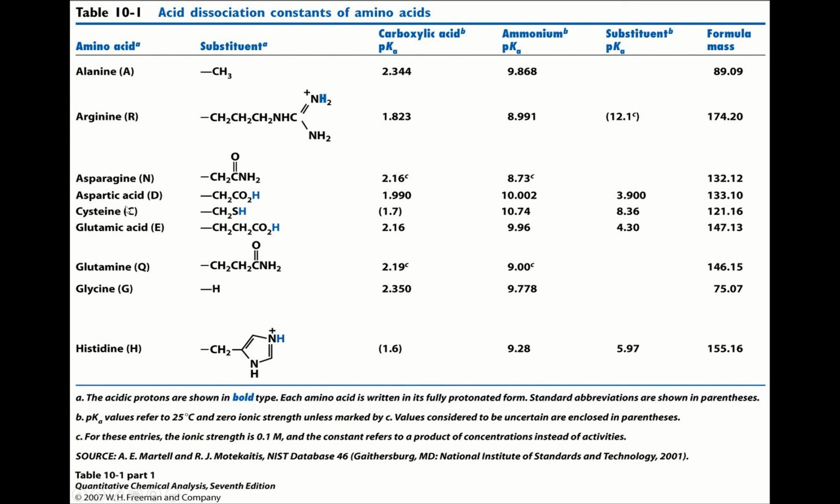For example, in aspartic acid, the substituent group contains a carboxyl group, and this carboxyl proton also dissociates. So it is a triprotic acid. In this case, this carboxyl acid dissociates first, the substituent's proton dissociates second, and then this ammonium proton dissociates last.